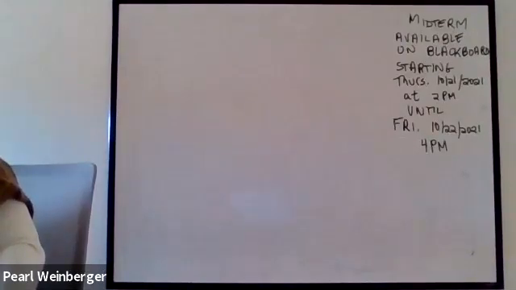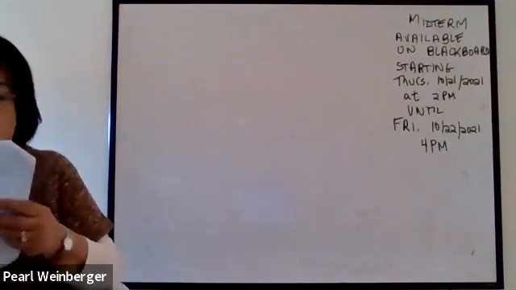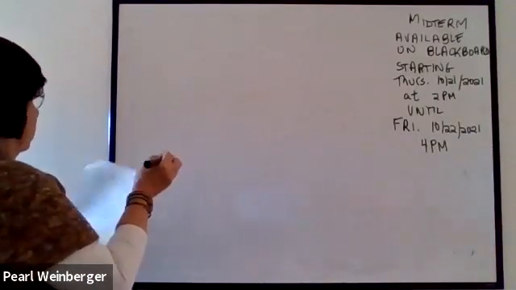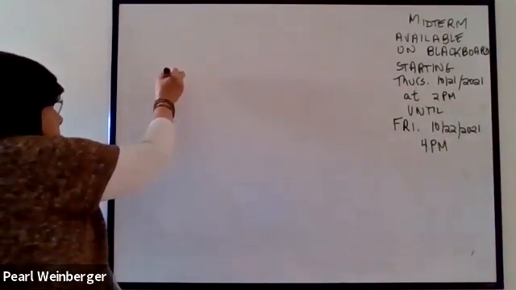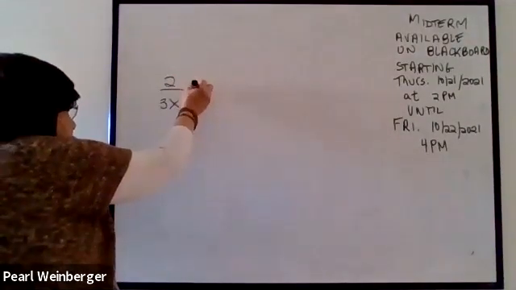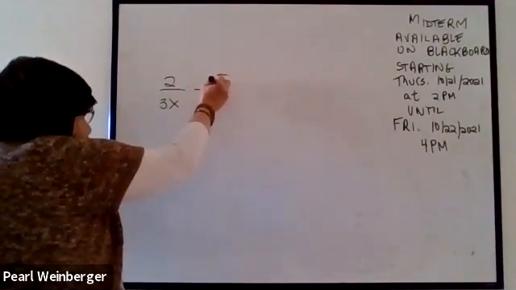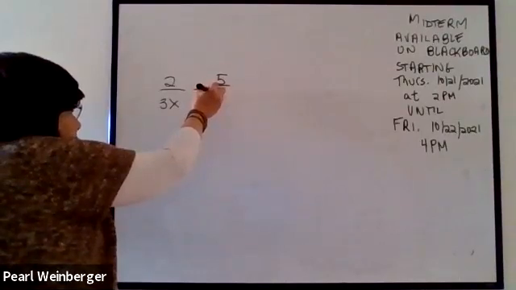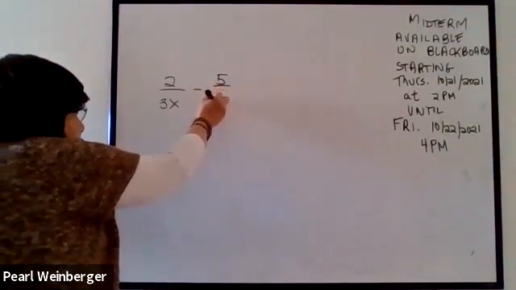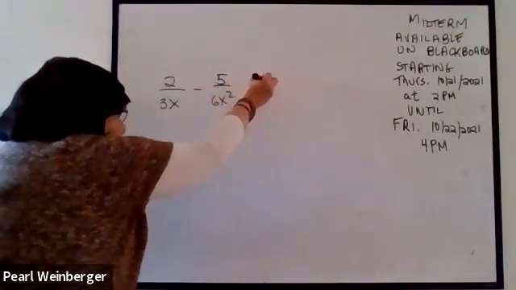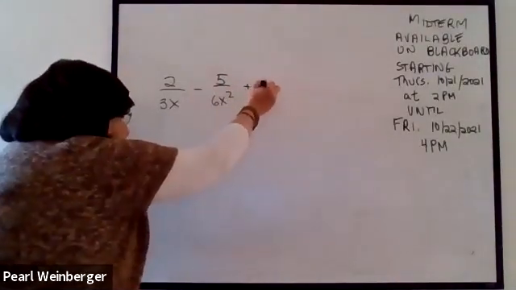Okay, so let's start with a question that looks like this. Suppose I had 2/3x minus 5/6x squared plus 1/12x.